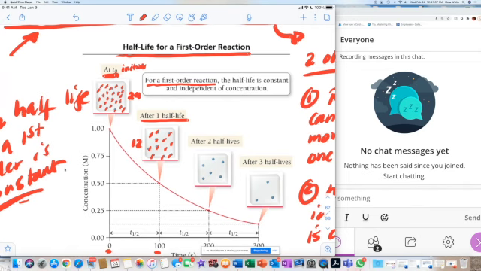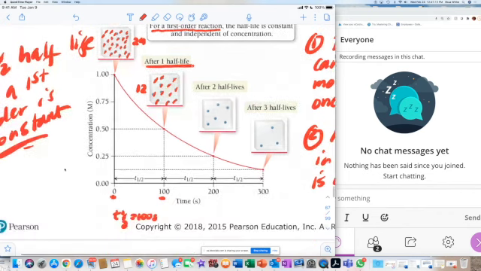Since they said the half-life is a constant number, that means if it takes 100 seconds to get to half of the original amount, guess what happens in the next 100 seconds? We see another half-life. So 100 seconds passes. Bam. And then now this becomes the new starting point for our second half-life.